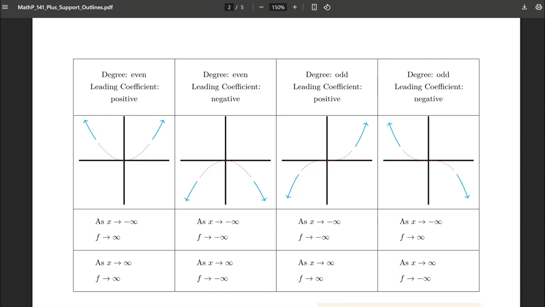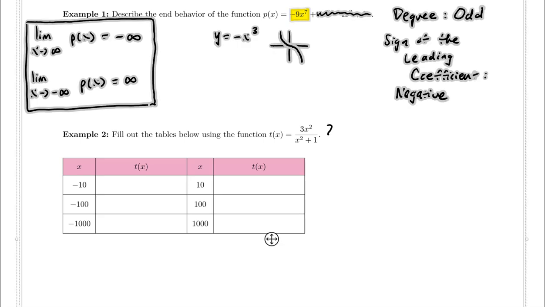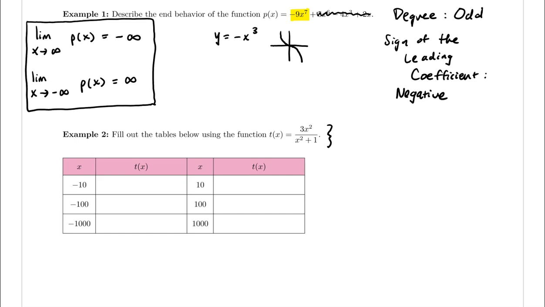Let's go back to talking about limits now. Example 2 says fill out the tables below using the function t of x equals 3x squared over x squared plus 1. Now I just want to highlight that this is a rational function. And I'm going to use a calculator to fill in this table.